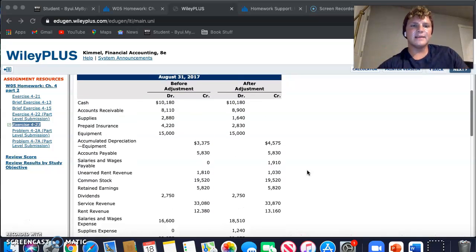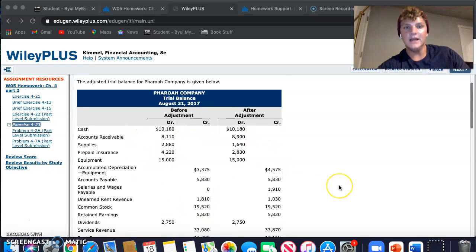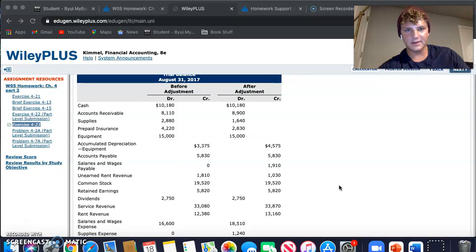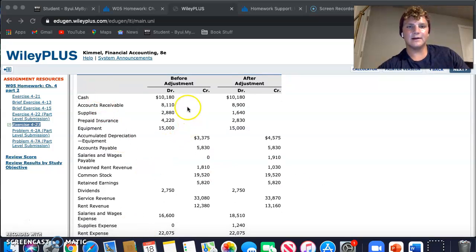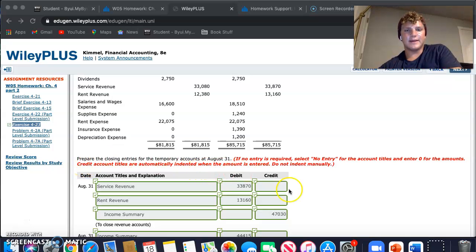So to start off, basically they're giving us the adjusted trial balance for this Faro company here for August 31st of 2017. And you can see we have all of these different accounts and the before and after adjustments, and also the debit and credit columns for each account. So what they're asking us to do here is to prepare the closing entries for temporary accounts at August 31st.